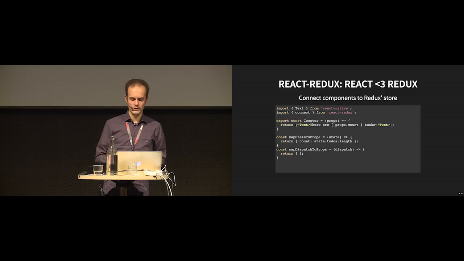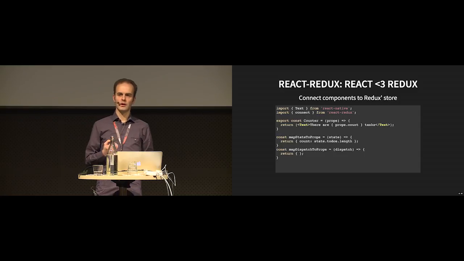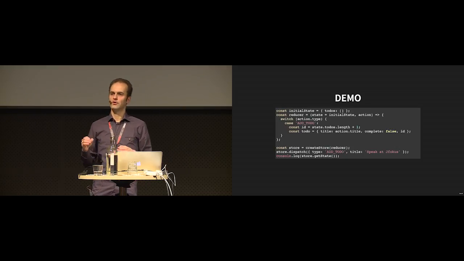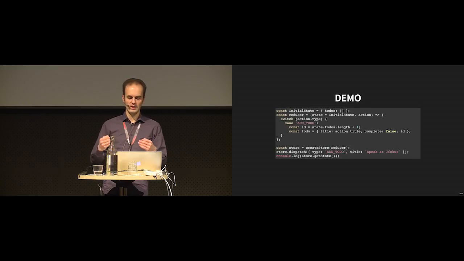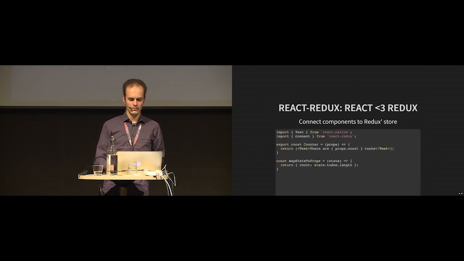And we need a second function, which is called map dispatch to props. It works in a similar way. We saw earlier that we can dispatch items into the Redux store. We can dispatch actions in the store, and they will mutate the state.